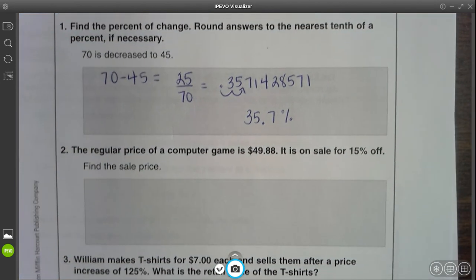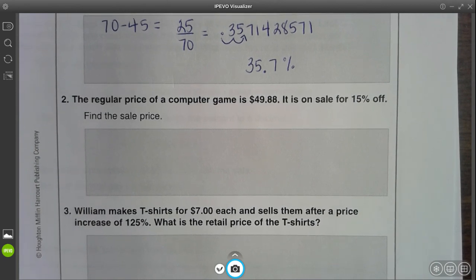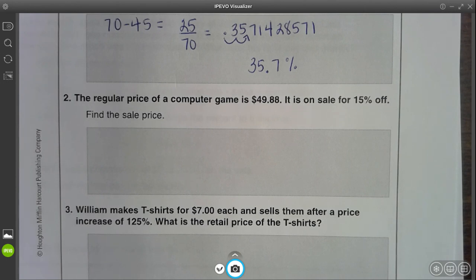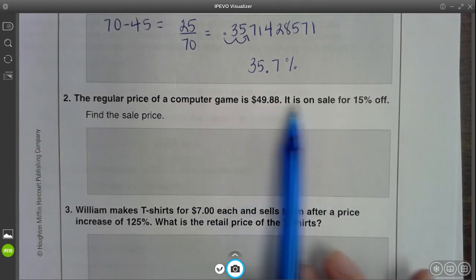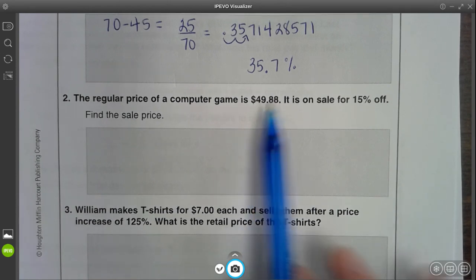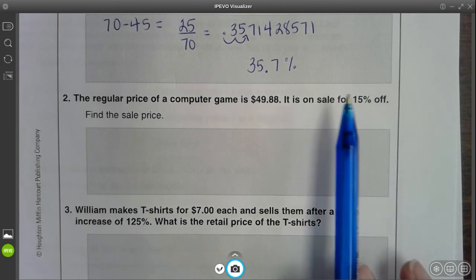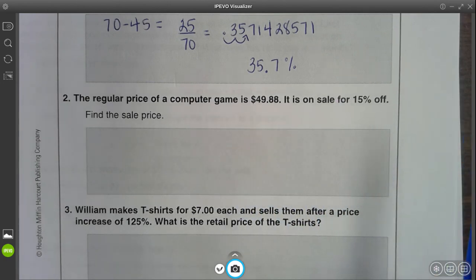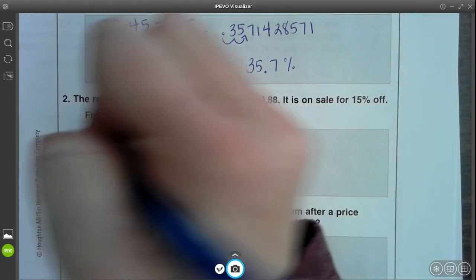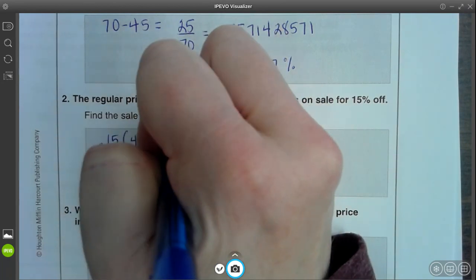Okay, the next one is the regular price of a computer game is $49.88 and it's on sale for 15% off. Find the sale price. So whenever you see a percent and a number, almost every single time, you're going to have to start the problem by multiplying them, okay? A percent and a number usually means multiply. So first let's change this 15% to a decimal, 0.15, and we'll multiply it by 49.88.